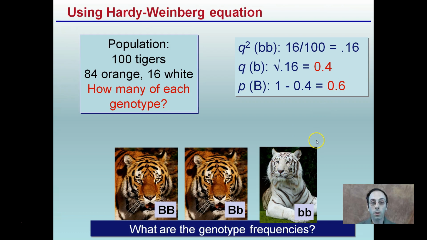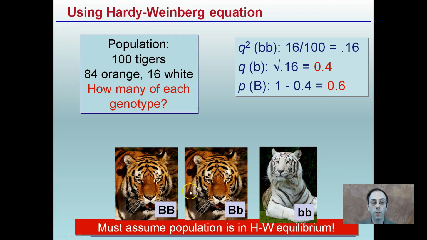So what are the genotype frequencies? Well, we have to remember that we must assume this population is in Hardy-Weinberg equilibrium. So we just calculated with this information here the frequency of Q and the frequency of P, starting with the recessive. So to get to big B big B, which is P squared, we take our 0.6 and we square it to get 0.36.